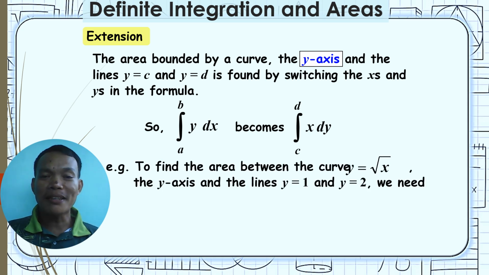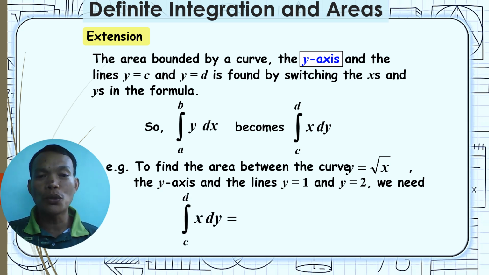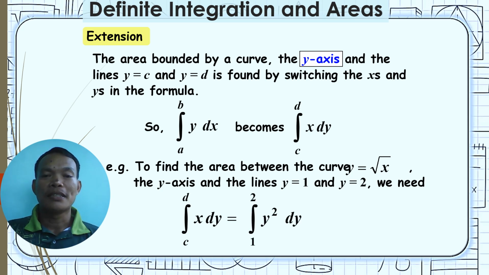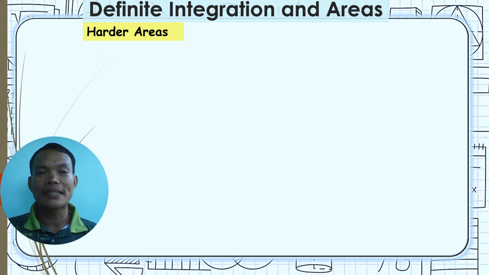Example: to find the area between the curve y equals square root of x, the y-axis and the lines y equals 1 and y equals 2, we need the integral of x dy with limits of integration from c to d. So it gives us the integral of y squared dy with limits of integration from 1 to 2. And thus, the answer is 7/3.